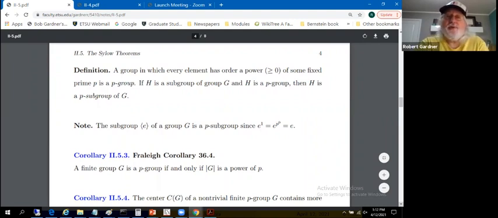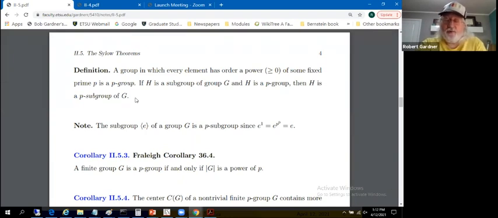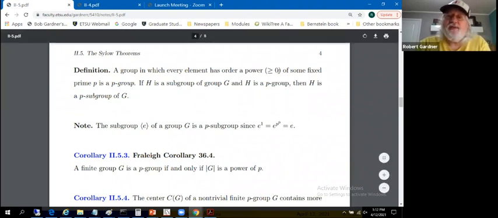Okay, so on to Sylow's theorems. A group in which every element has order a power of some fixed prime p is called a p-group. If H is a subgroup of a group G and H is a p-group, then H is a p-subgroup of G. So the p simply relates to the fact that the group or subgroup has an order a power of that prime. They allowed the power to be 0. So strictly speaking, trivial groups, the group generated by the identity, these count as p-subgroups for all p as well, because e to the p to the 0, the identity to the first power, is the identity.